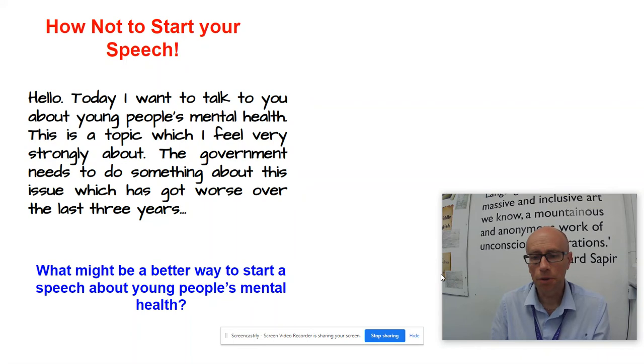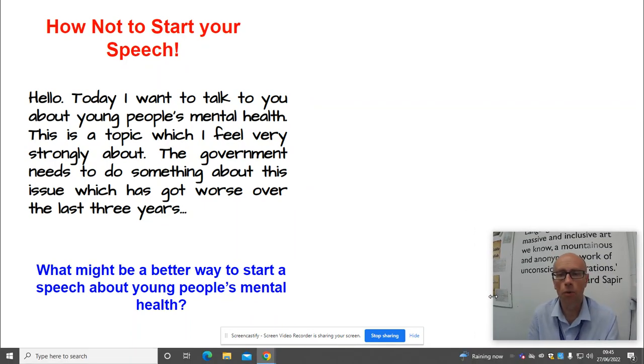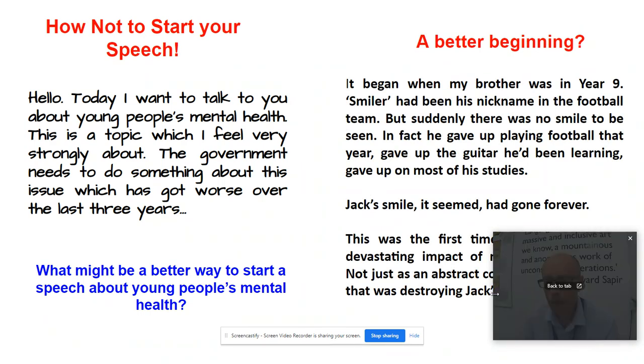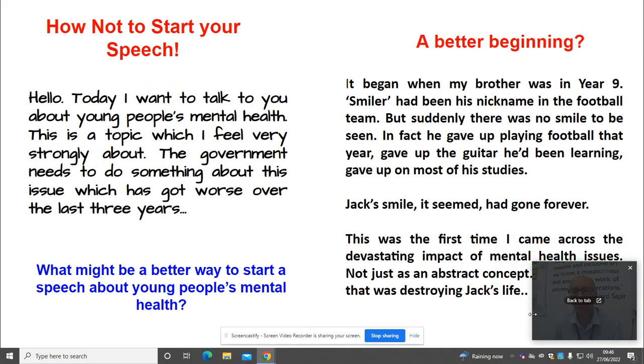So what you want to do is you want to try and start with something that is a bit more ambitious. Take something like this, for example. "It began when my brother was in year 9. Smiler had been his nickname in the football team. But suddenly there was no smile to be seen. In fact, he gave up playing football that year, gave up the guitar he'd been learning, gave up on most of his studies. Now, this was the first time I'd come across the devastating impact of mental health issues, not just as an abstract concept. I could see that this was destroying Jack's life."